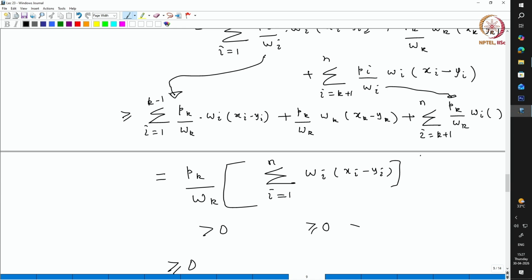So, what we have argued is that term by term replacing Pi by Wi by Pk by Wk reduces the value, and that completes the proof. This is the formal proof that the greedy by profit per unit weight works. Greedy by other parameters did not work, but greedy by profit per unit weight works.